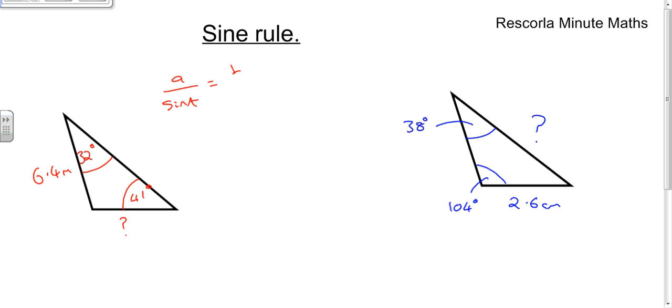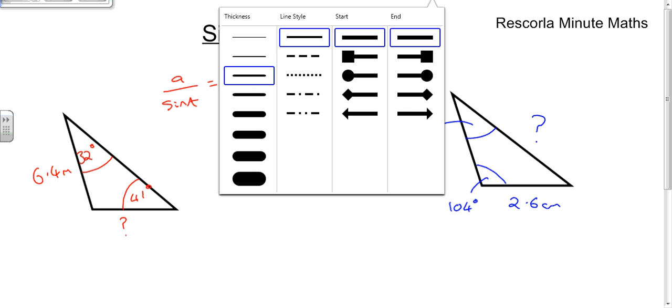A equals b over sine B. On the front of your paper you'll also see it written as c over sine C, but I think that adds to the confusion. So if we just remember a over sine A equals b over sine B. Now, the next thing we're going to do is we need to label the sides.